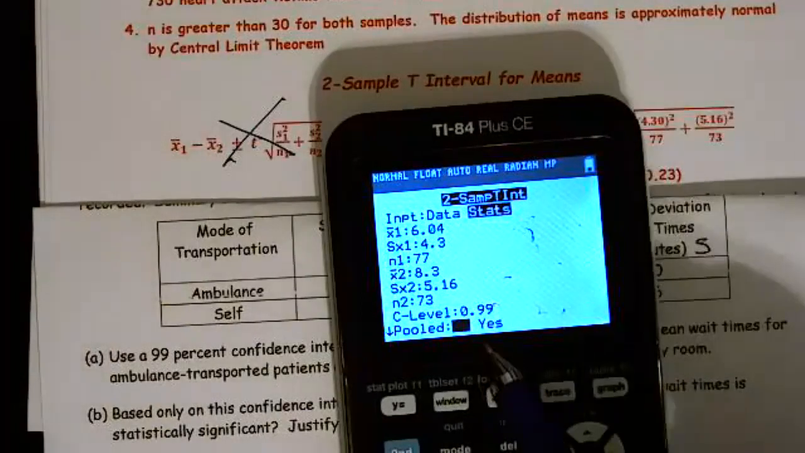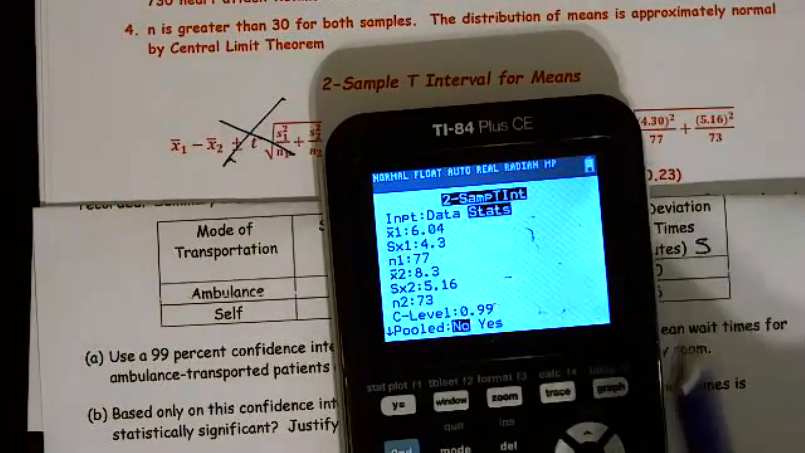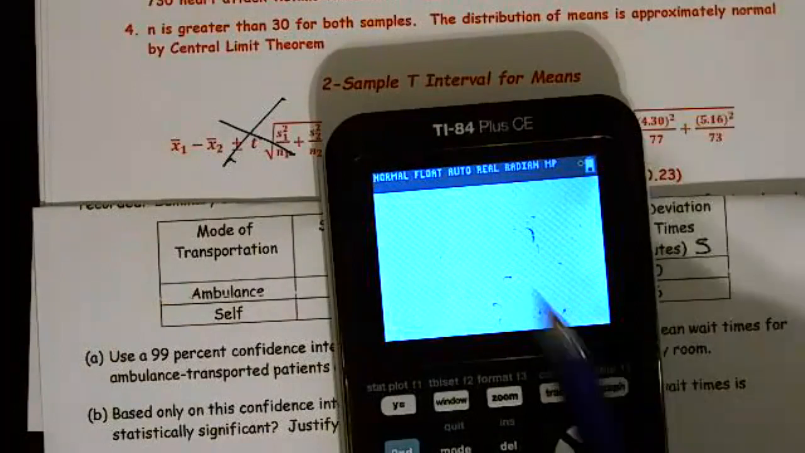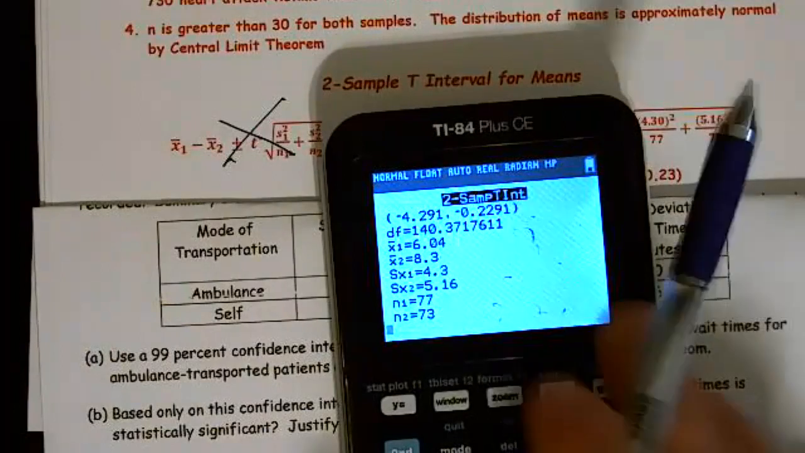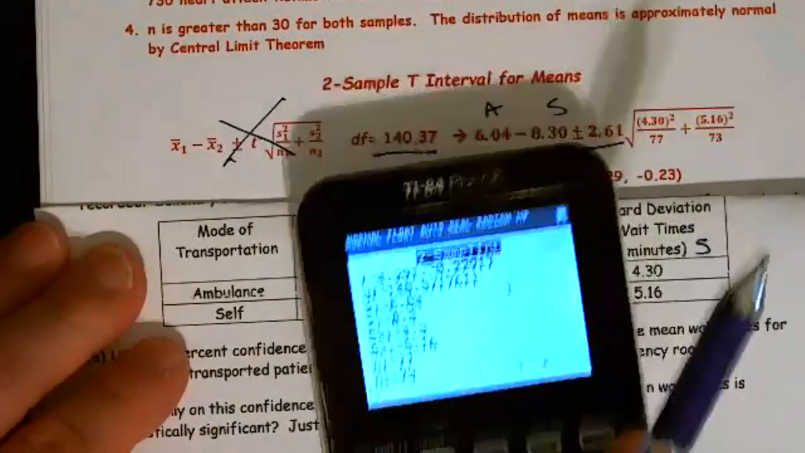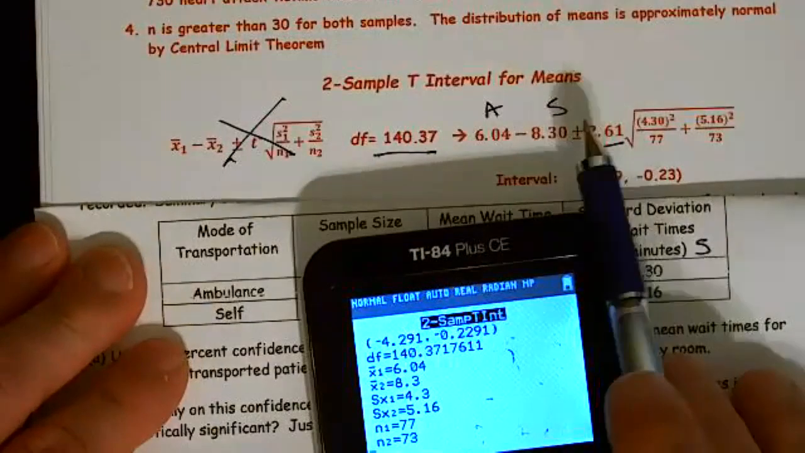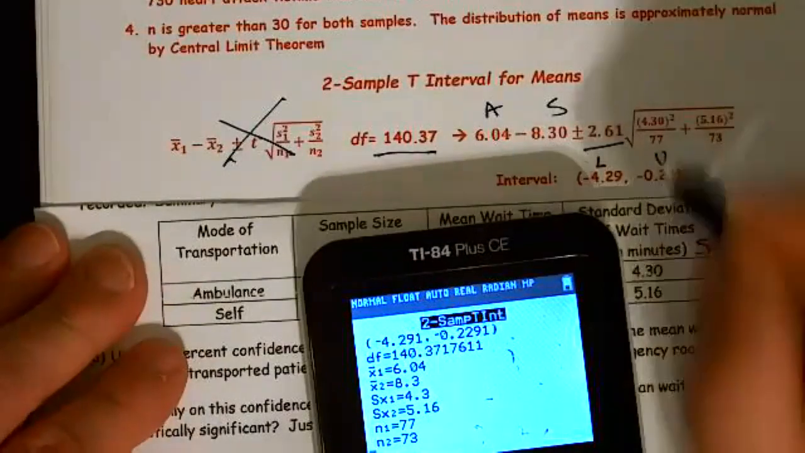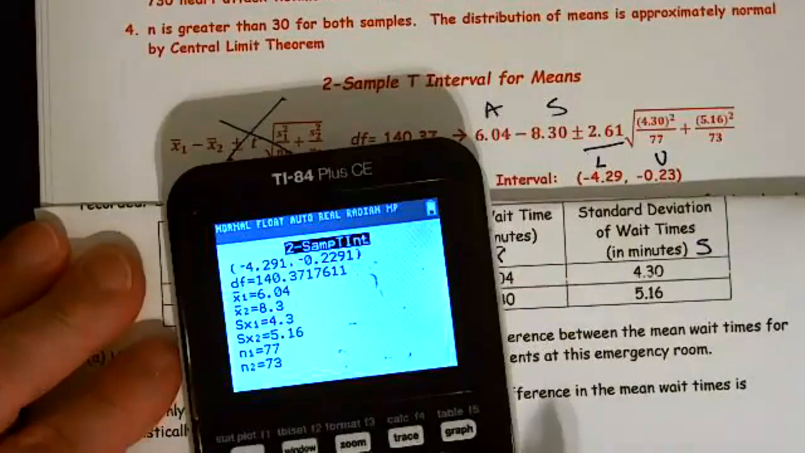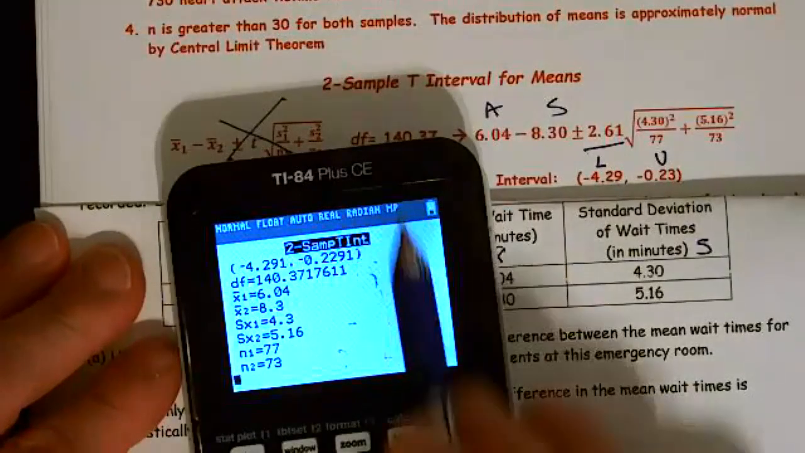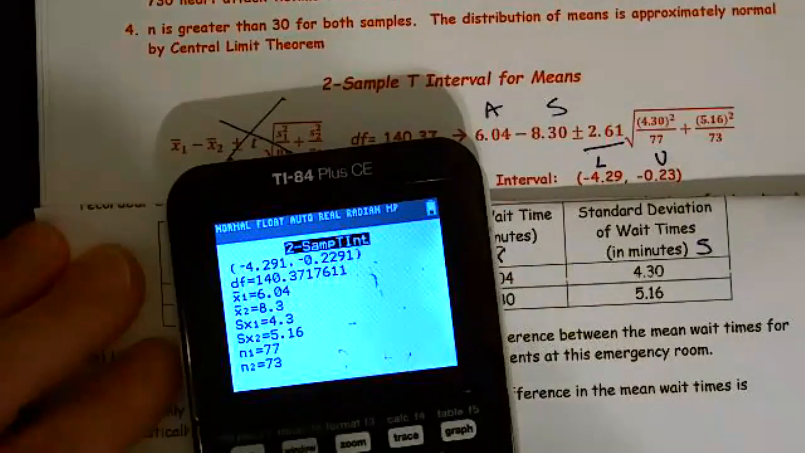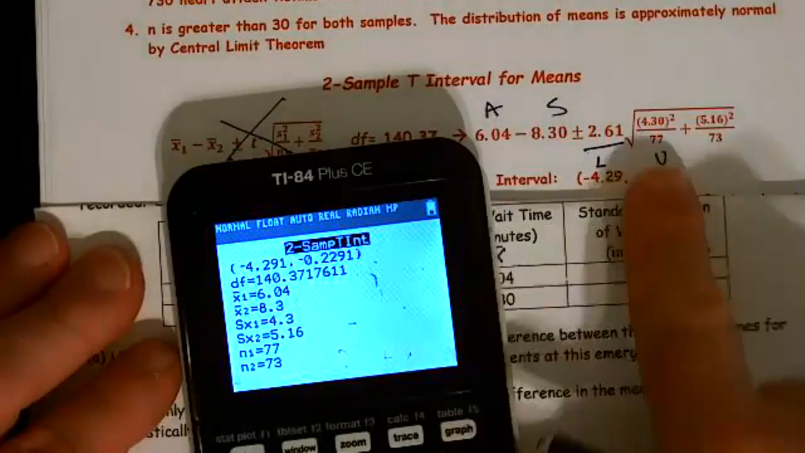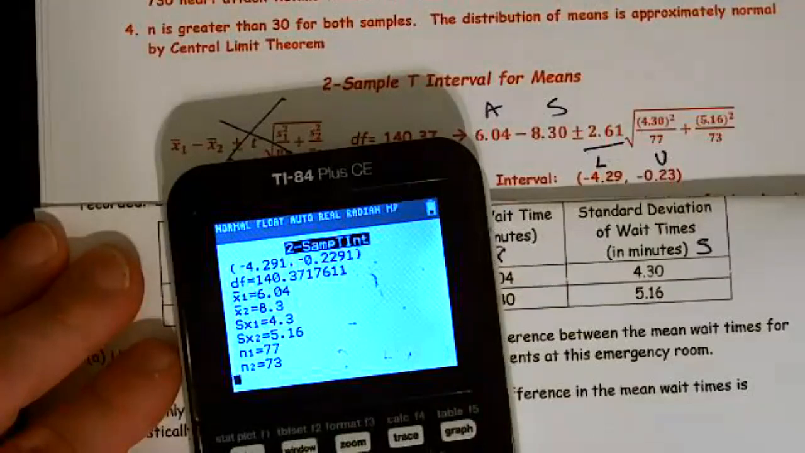We never pool. And I go ahead and calculate. And I get a bunch of information that I need to write down. All right, so first off, I get my lower bound and my upper bound. So there's my lower and upper bound for my interval. I also get my degrees of freedom. So I need to note that down because I'm going to need that here in just a moment. And I can verify all the data that I plugged in to make sure it matches what I have in.